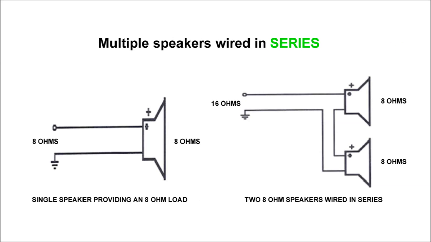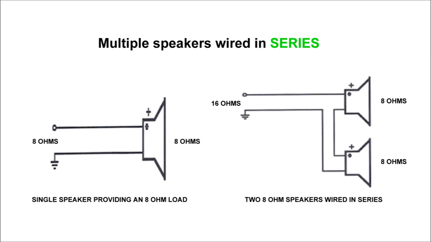In series wiring, the amplifier on the decoder sends an audio signal out to the positive terminal on the speaker. The negative terminal on the speaker is then connected to the positive terminal on the next speaker, and so on and so forth. The circuit is complete when the negative terminal on the last speaker returns to the negative terminal on the decoder.